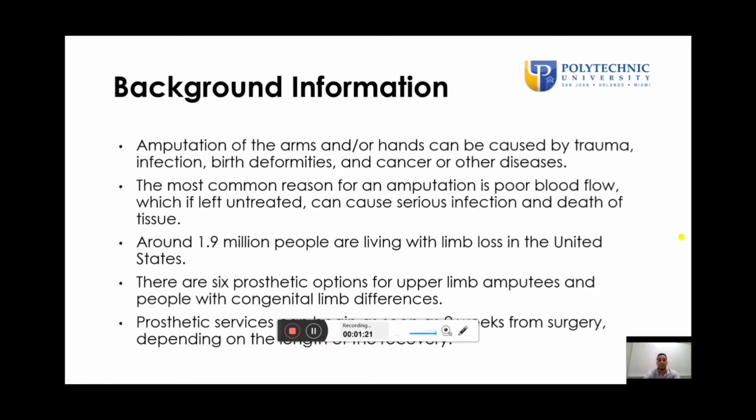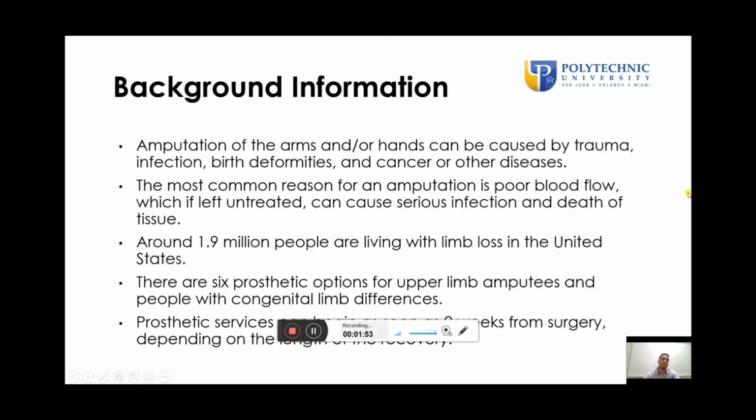In the background information, the amputation of the arms or hands can be caused by trauma, infection, birth deformities, and cancer. The most common reason for an amputation is poor blood flow. 77% of upper limb amputations are caused by trauma. Around 1.9 million people are living with limb loss in the United States, according to the Amputee Coalition. Only between 27% to 44% of upper limb amputees use upper arm prosthetics.